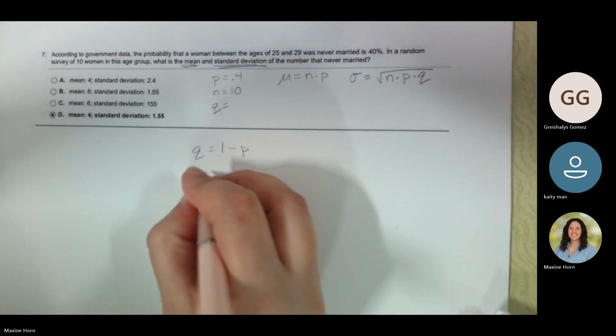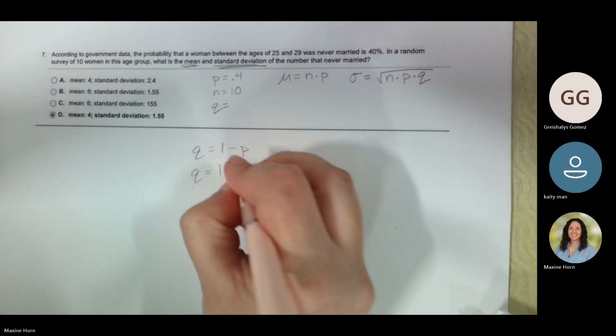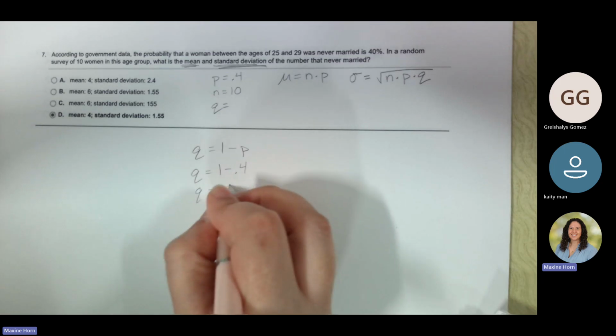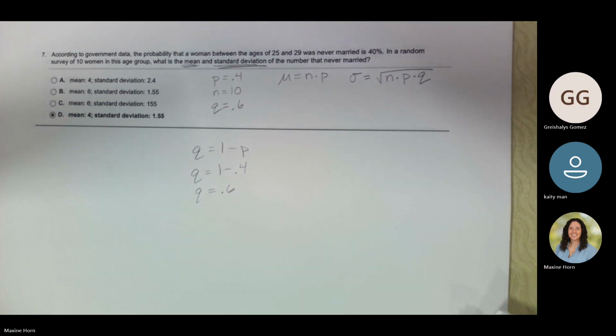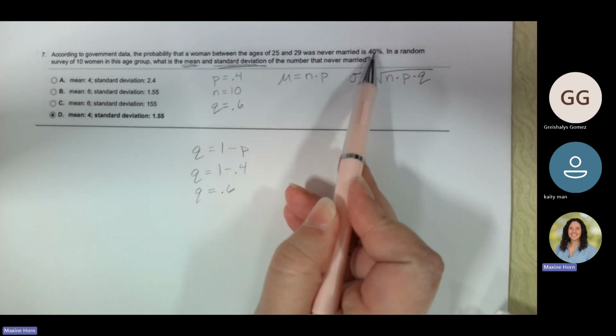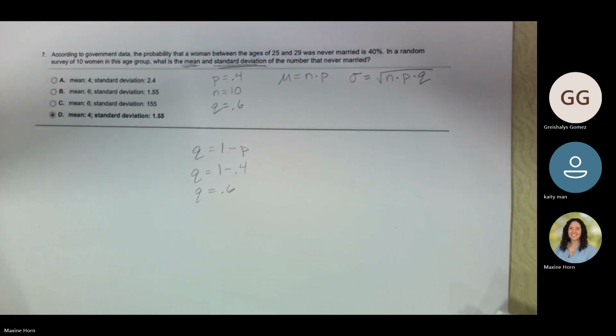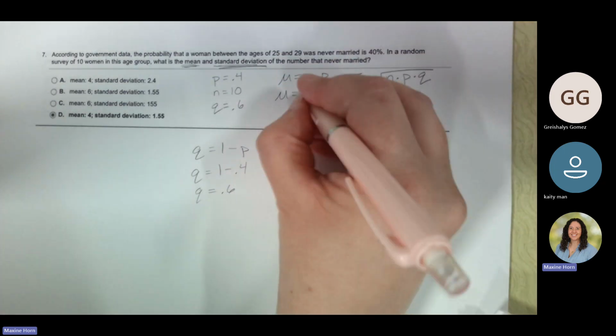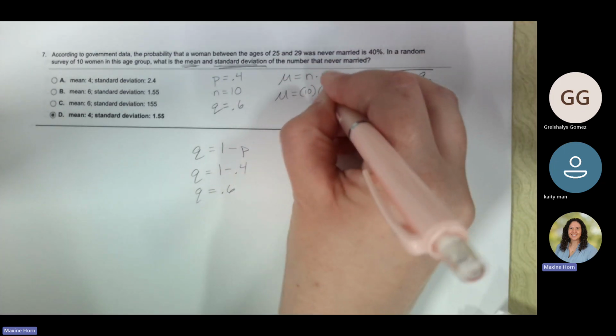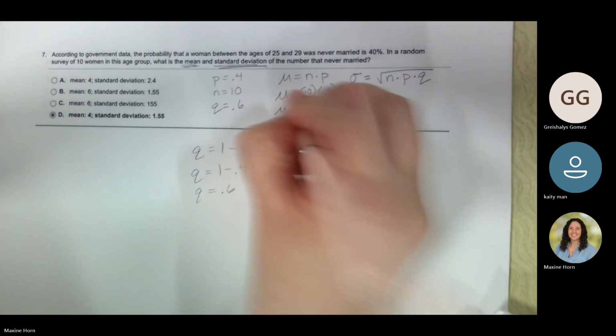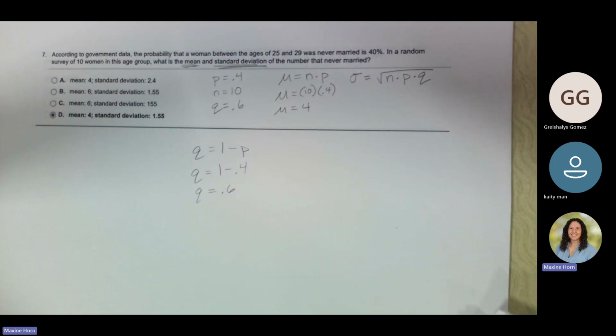So let's go ahead and find Q. Remember that Q is the complement of P, 1 minus P. So Q is going to be 0.6. Okay. So if P is the probability that a woman between those ages was never married, then Q is going to be the probability that a woman between those ages was married or had been married. Okay, so let's plug and chug, as they say. N is 10, P is 0.4. So that's going to be 4.